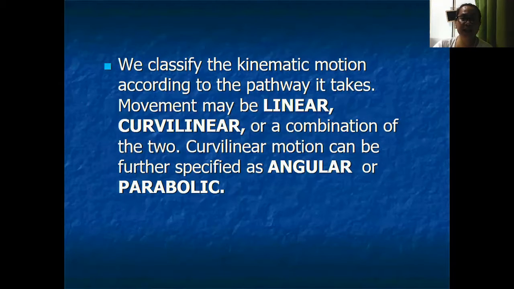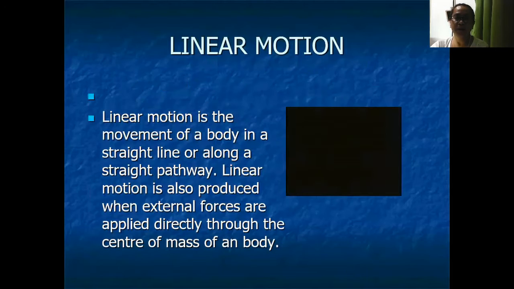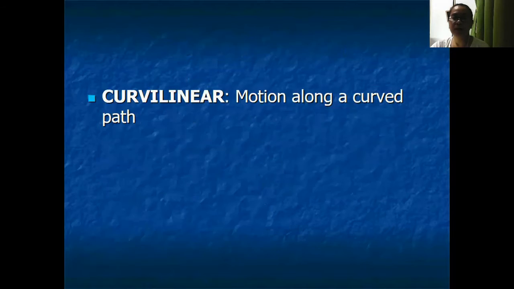We classify the kinematics motion according to the pathway it takes. Movement may be linear, curvilinear, or a combination of these two. Curvilinear motion can be further specified as angular or parabolic. When you say linear motion, these are movements of the body in a straight line or along a straight pathway. From the word itself, line, these are line movements. Motion is also produced with external forces that are applied directly to the center of mass of the body.